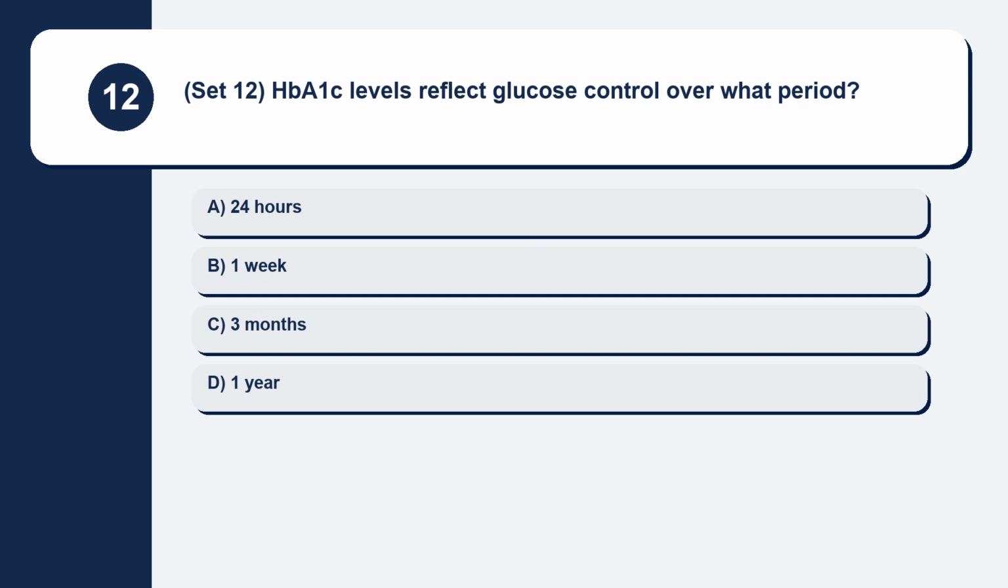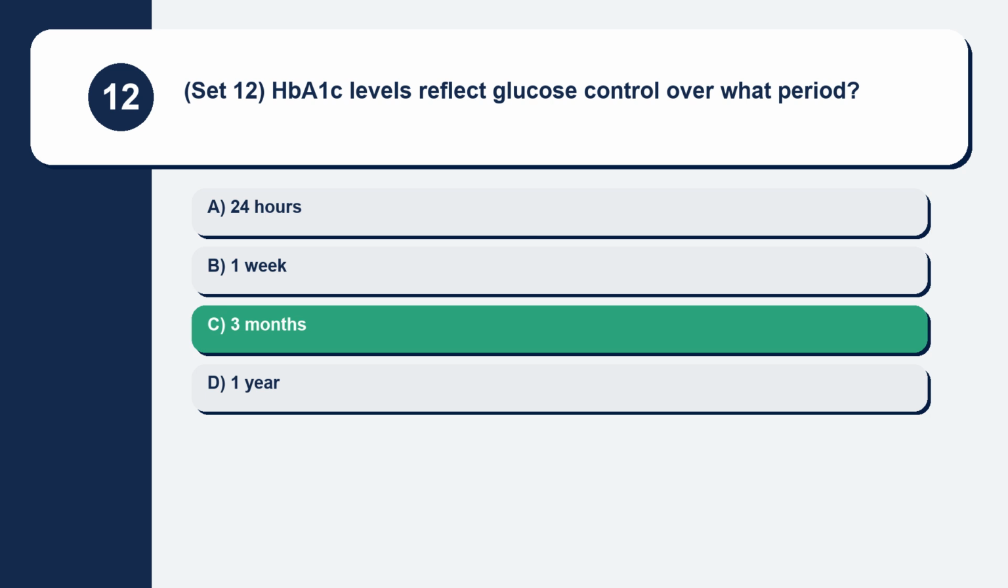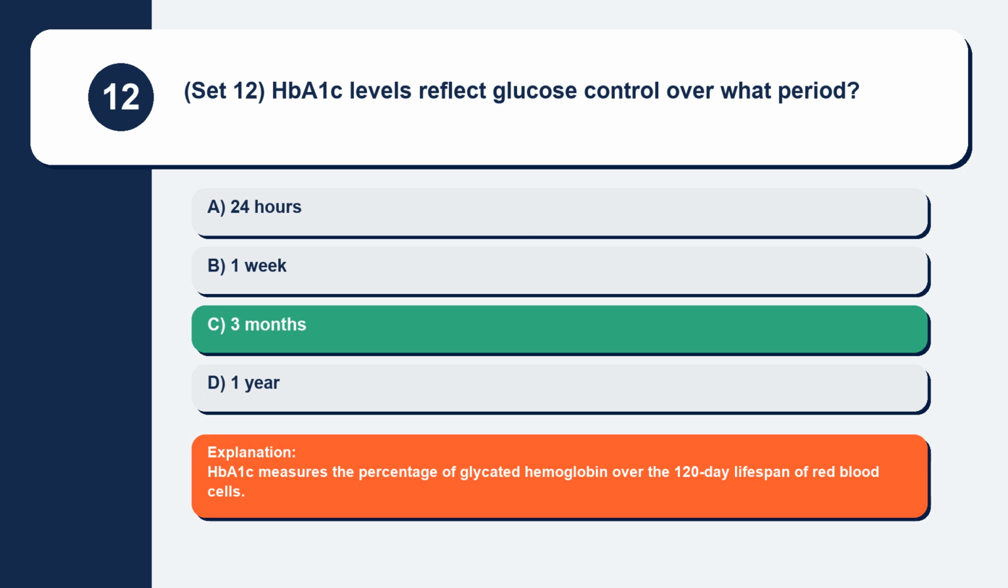Question 12. Set 12. HbA1c levels reflect glucose control over what period? 24 hours, 1 week, 3 months, 1 year. HbA1c measures the percentage of glycated hemoglobin over the 120-day lifespan of red blood cells.